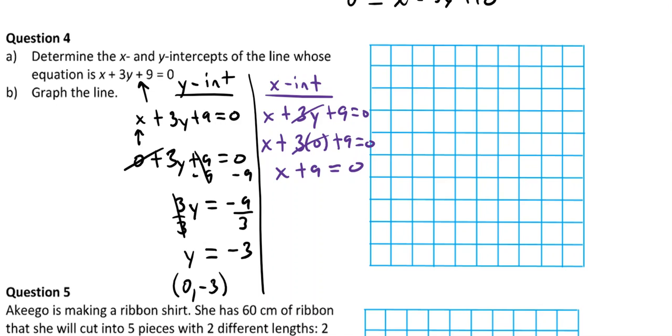So then we'll just bring the 9 to the other side, or subtract it. So then we get x is equal to negative 9. So this point would be at negative 9, 0.